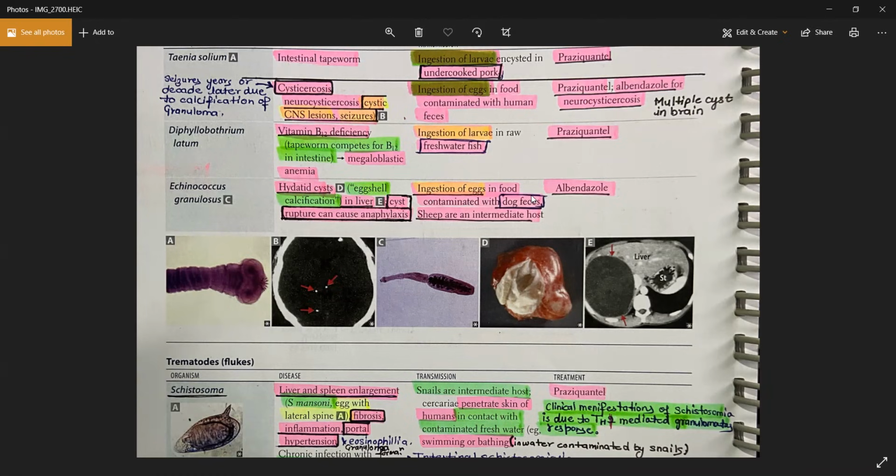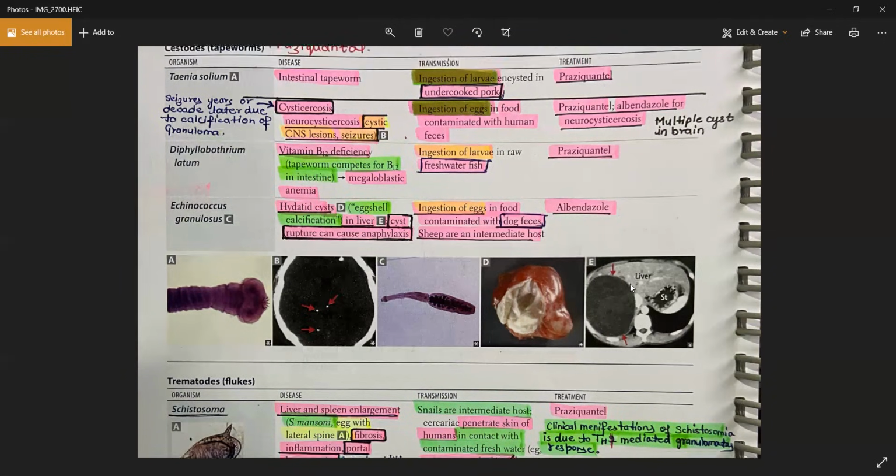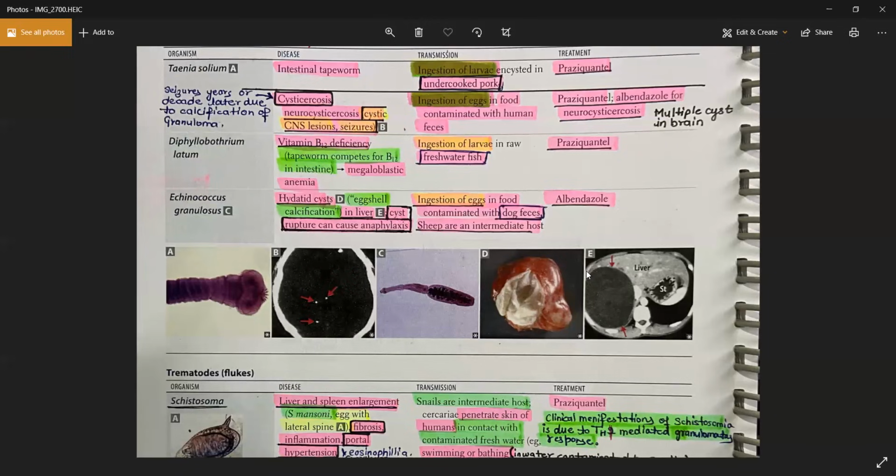Okay, and you need to know that this infection could be acquired from sheep and from dog feces. So it could be a patient having sheep as a pet. Okay, or might be a dog as a pet. Okay, treatment again albendazole, like I told you, and you can see in the MRI, this is a cystic space within your liver. Okay, this is a cystic space, a hyperattenuated region in the CT. This is the hydatid cyst. And if the cyst ruptures, you can get anaphylaxis.